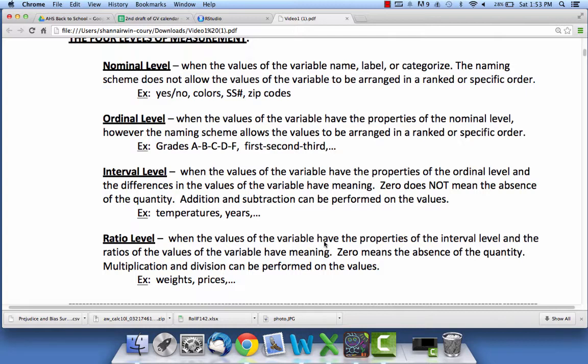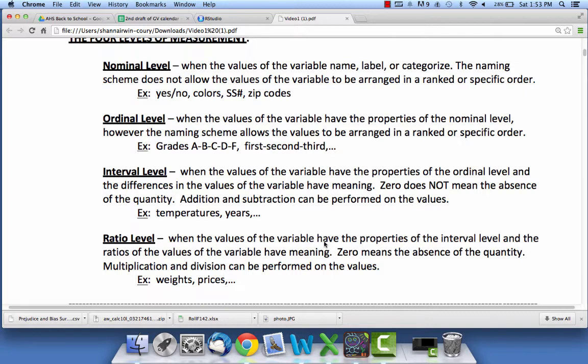That doesn't make sense in temperatures Fahrenheit. If you say 95 degrees divided by 75 degrees, that results in a number, and that's 19 over 15, but it's not 19 over 15 as hot.